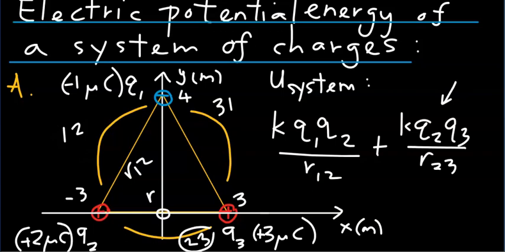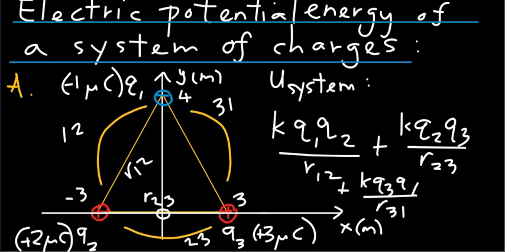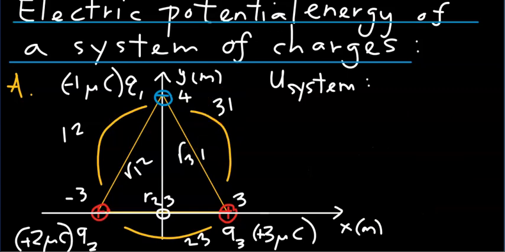R2,3 is that distance right there. And the last term, this term right here, is for that pair. So K Q3 Q1 over R3,1. So R3,1 is that distance right there. So let's write down the numerical value.